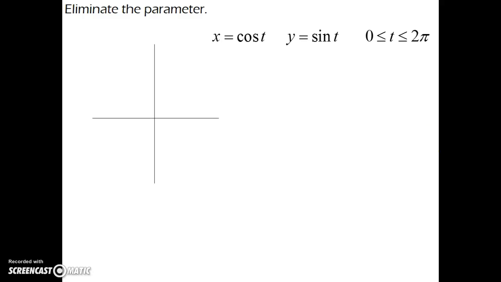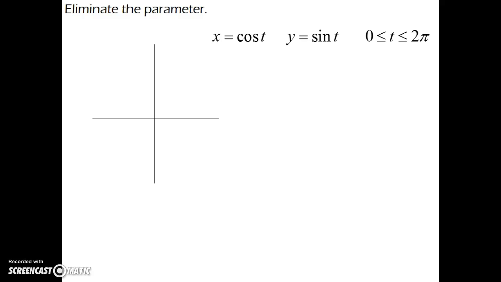Here we have angle measures. Now sometimes they'll use theta. We could equivalently be looking at x equals the cosine of theta, y equals the sine of theta, where theta lies between 0 and 2 pi. Here they still use t, so it doesn't matter what variable you use as your parameter. Here we'll stick with t.